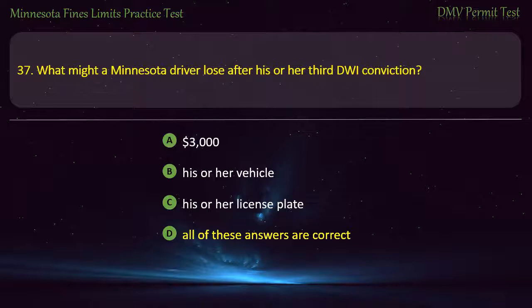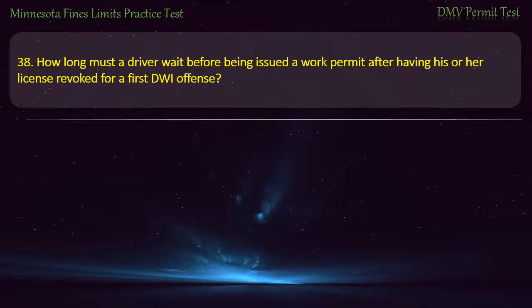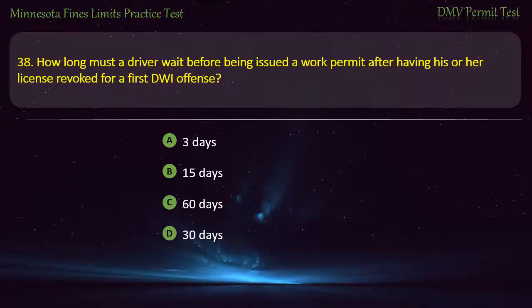Question 38. How long must a driver wait before being issued a work permit after having his or her license revoked for a first DWI offense? 3 days, 15 days, 60 days, 30 days. Answer: 15 days.